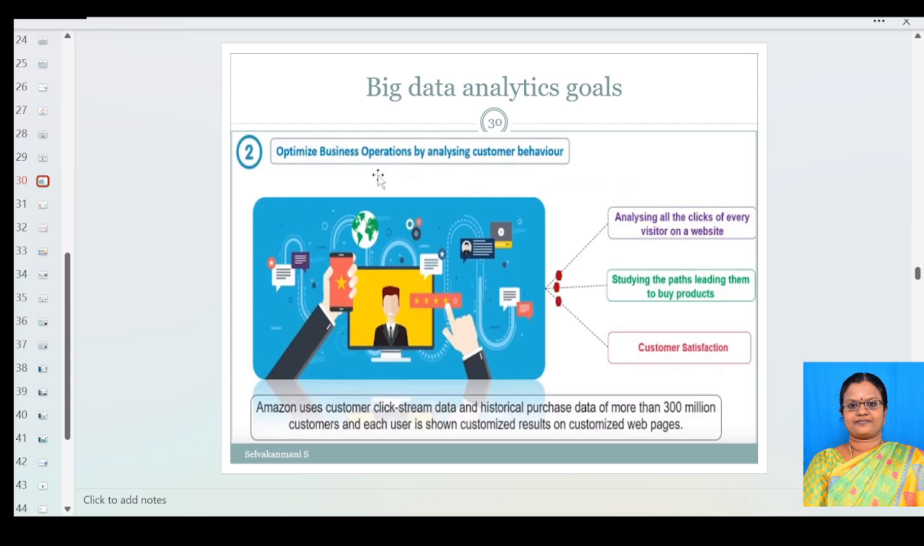Then optimize the business operations by analyzing the customer behavior. There's a marketing giant, Amazon. It uses the customer clickstream data and the previous purchase history data of more than 300 million customers. They will use it, and for each user it shows customized results on customized web pages. For example, if one user is purchasing a pen, based on the previous history of other users, it will start recommending the different types of pens available at the price the user is requesting. So this is happening because of big data analytics.